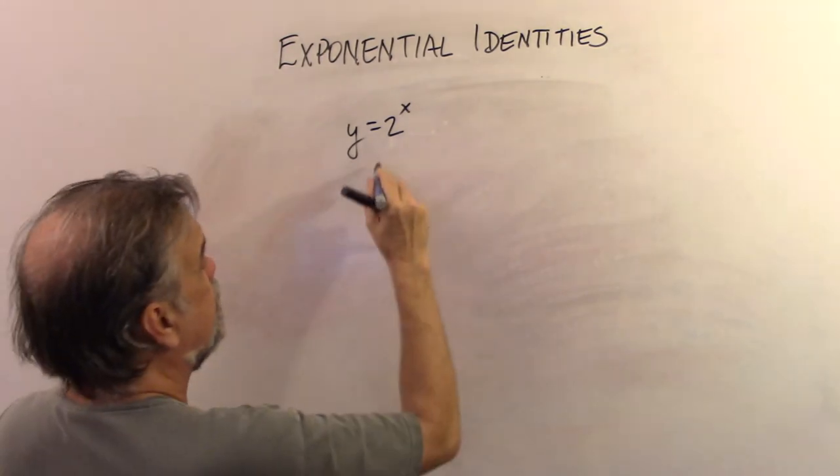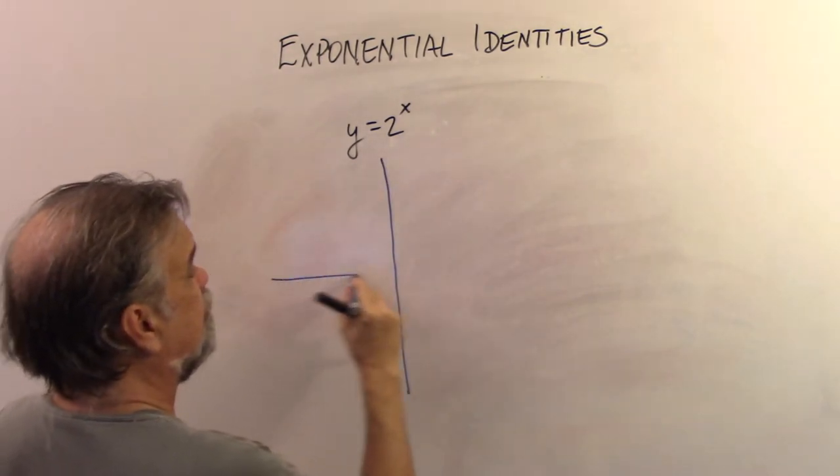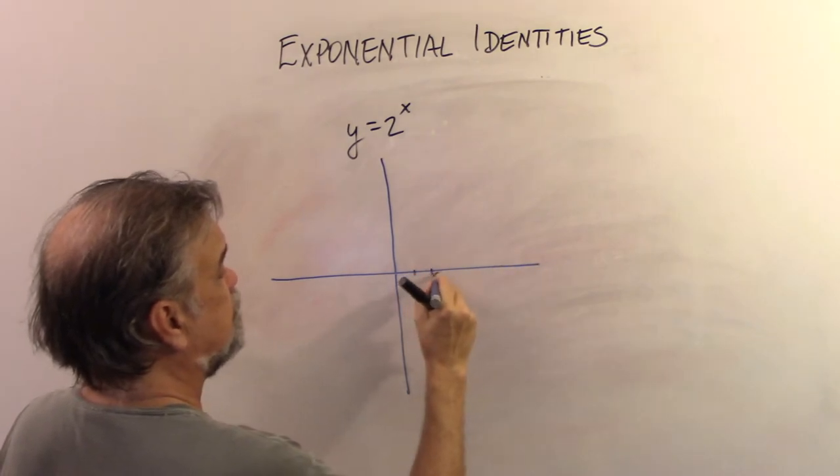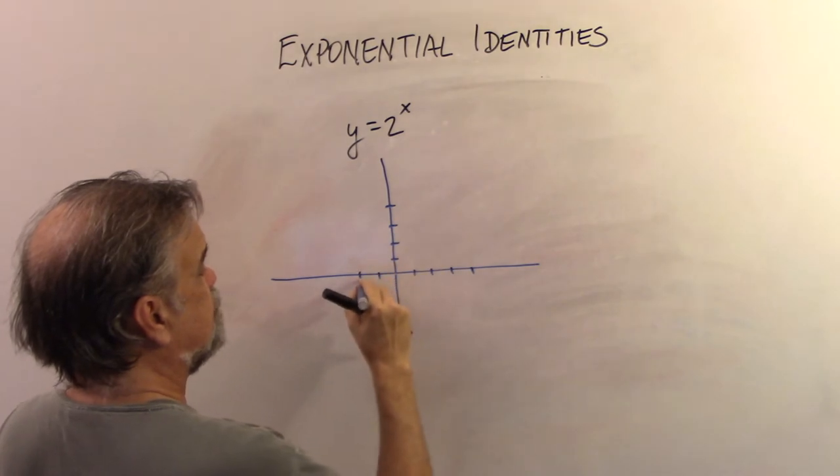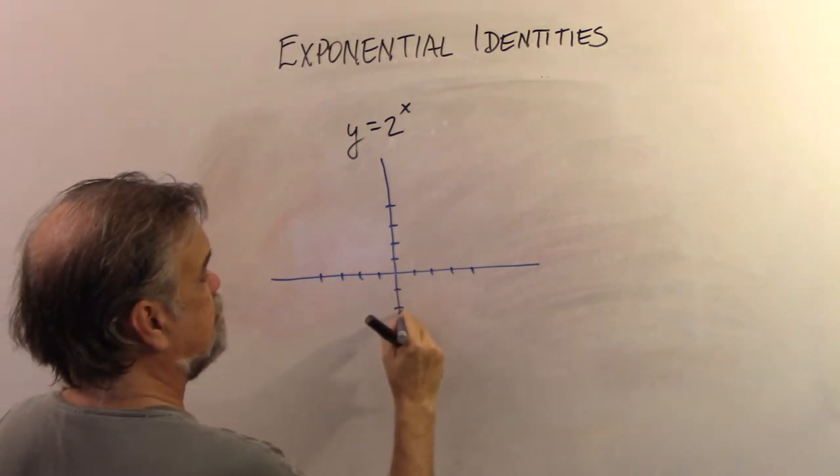So here's my y, here's my x. 1, 2, 3, 4. 1, 2, 3, 4. 1, 2, 3, 4. And 1, 2, 3, 4.